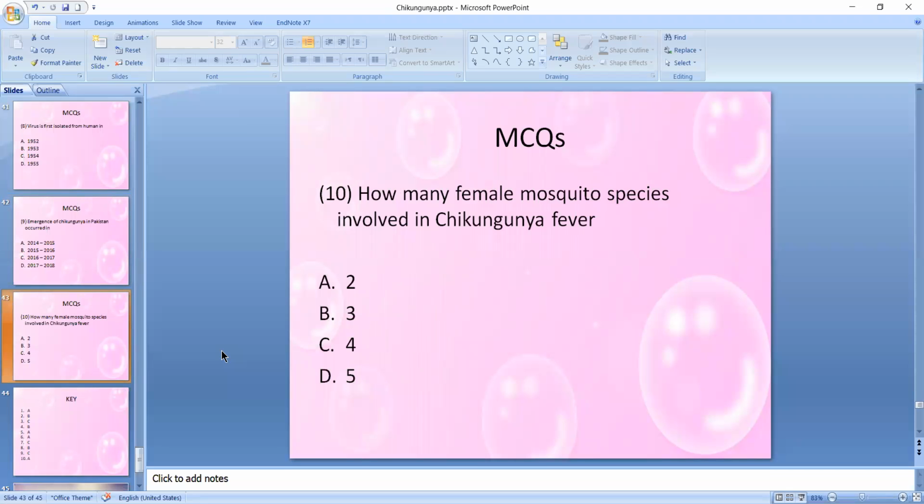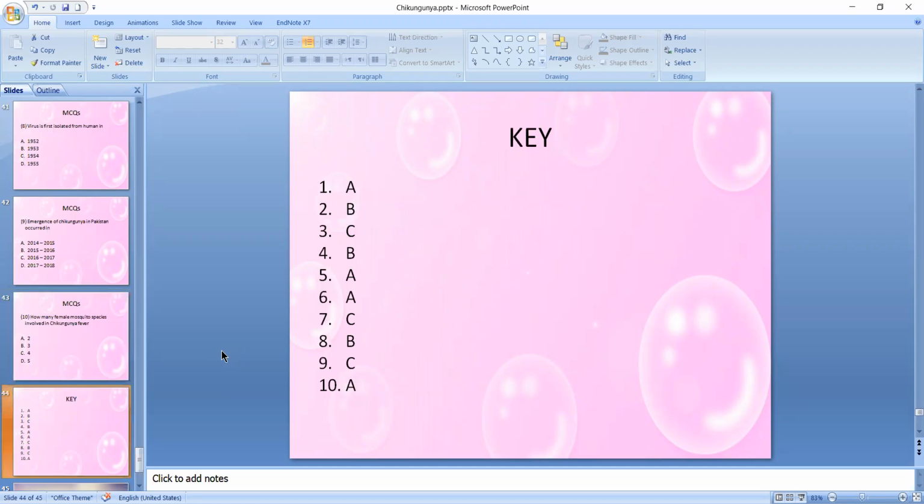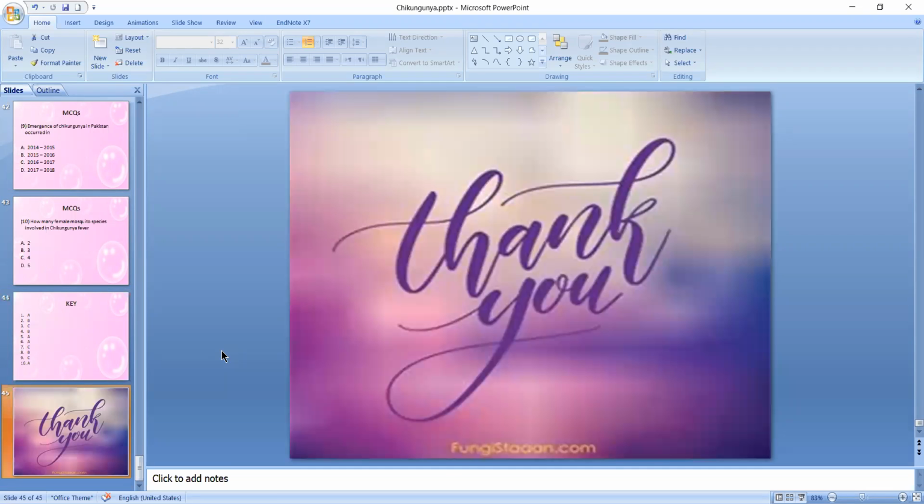How many species of mosquito are involved in chikungunya fever? 2 is the correct answer. 2 species of female mosquitoes are involved. This is the key of the MCQs. Thank you.